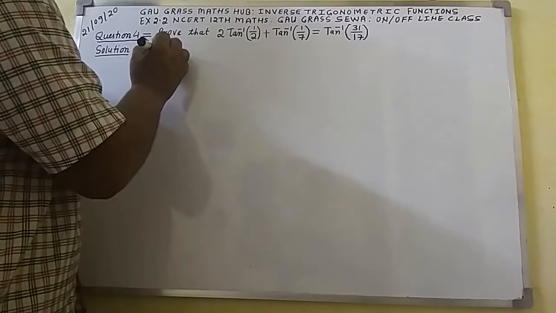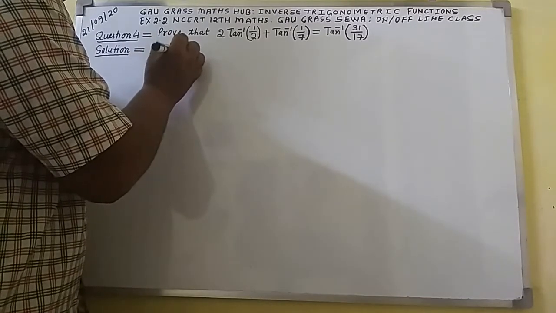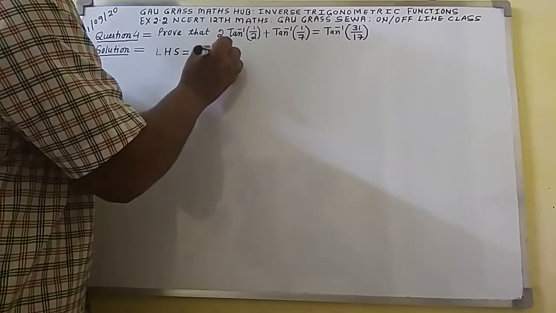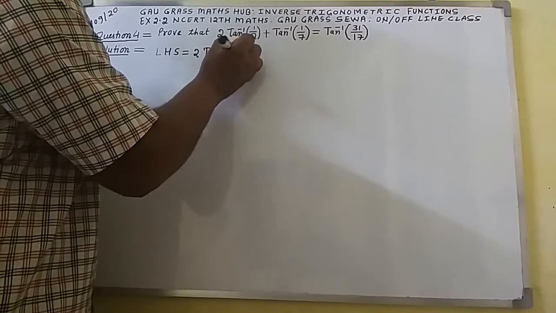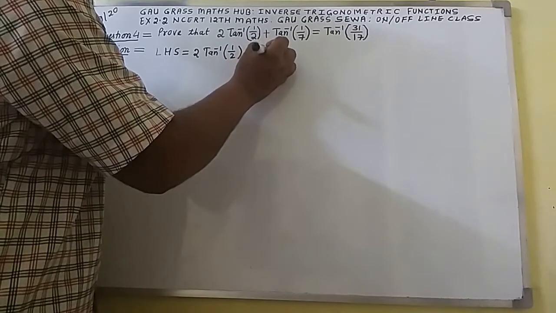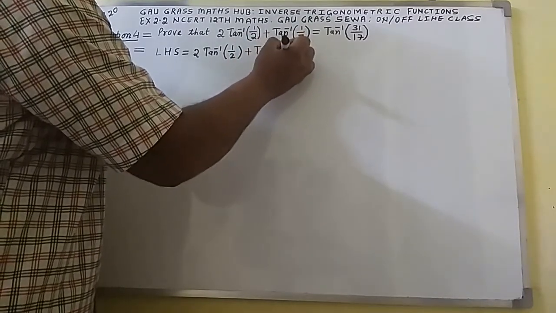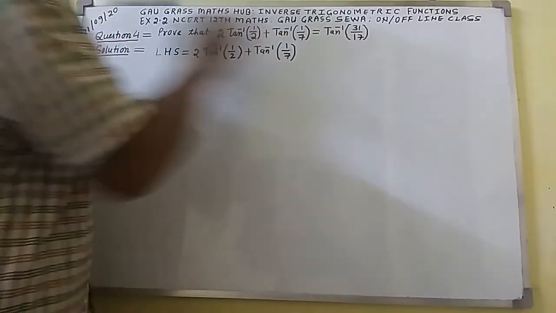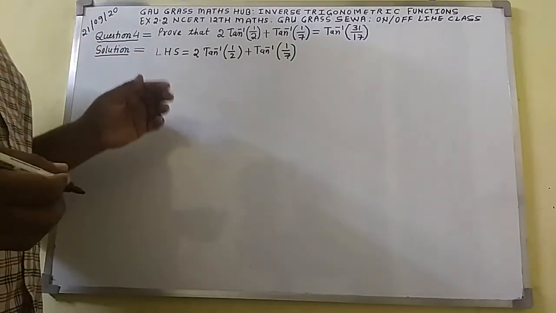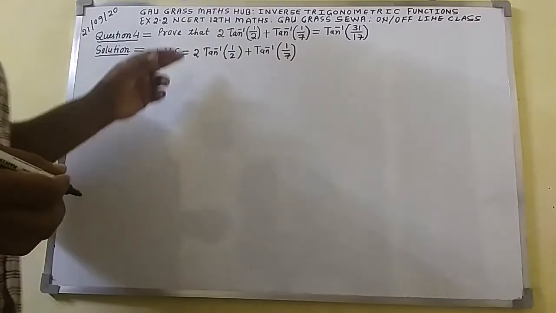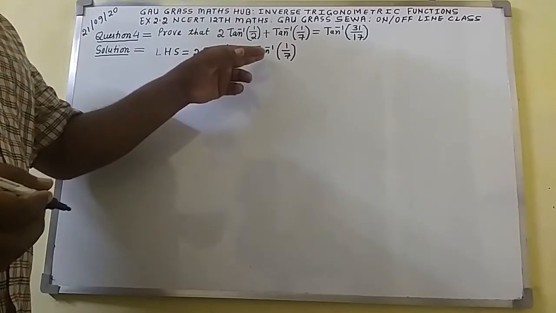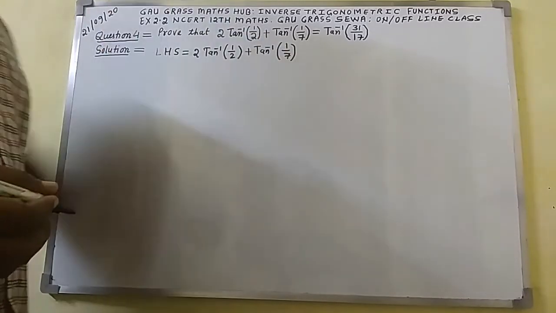Here I shall write LHS. LHS is equal to 2 tan inverse (1/2) plus tan inverse (1/7). This LHS consists of two terms. The first term is 2 tan inverse (1/2) and the second term is tan inverse (1/7).